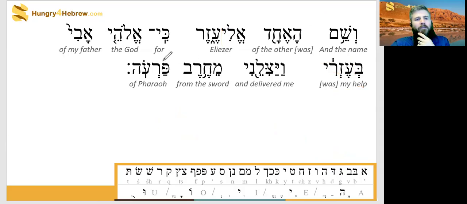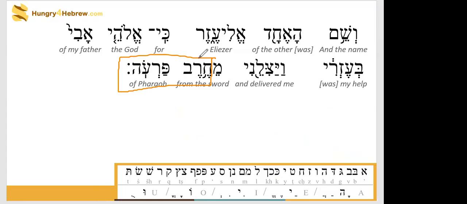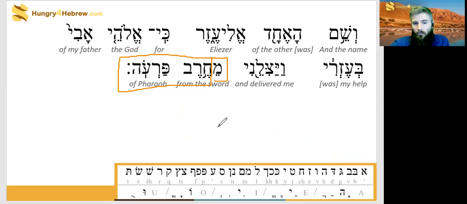Vayatzileni mecherev paro. What is cherev paro? That's the easy part. The sword of Pharaoh. Absolutely. And the mem at the front? From. Now for the hard part. How do we parse this?